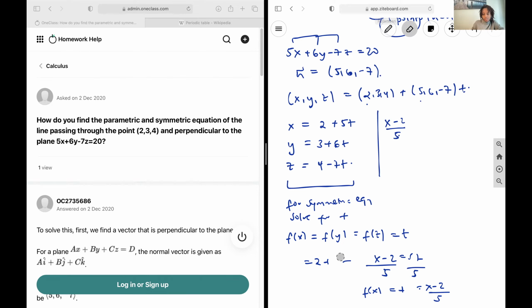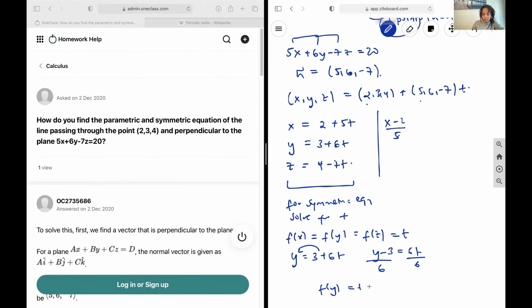Now we do the same thing for the parametric equation involving y. With y is equal to 3 plus 6t, we're going to move that over to get y minus 3 is equal to 6t, and then we're just going to solve for t. So our function of y, which is equal to t, will be y minus 3 over 6.